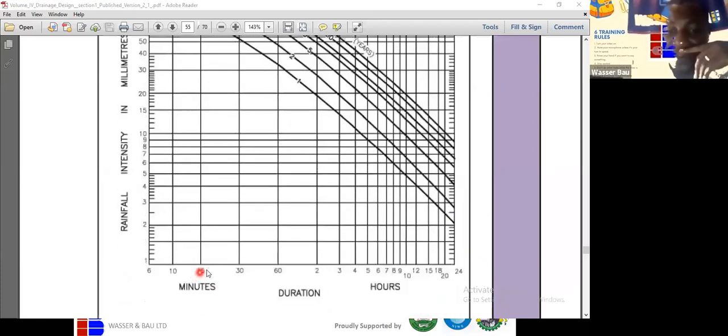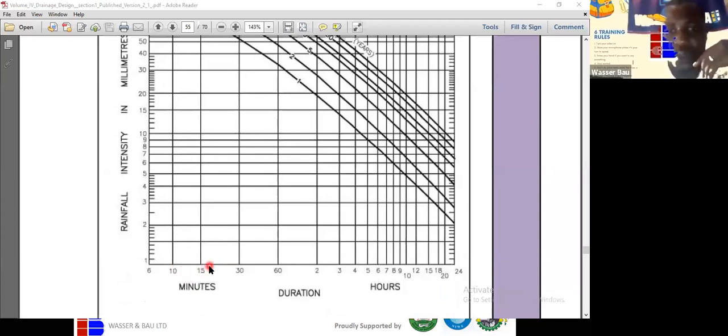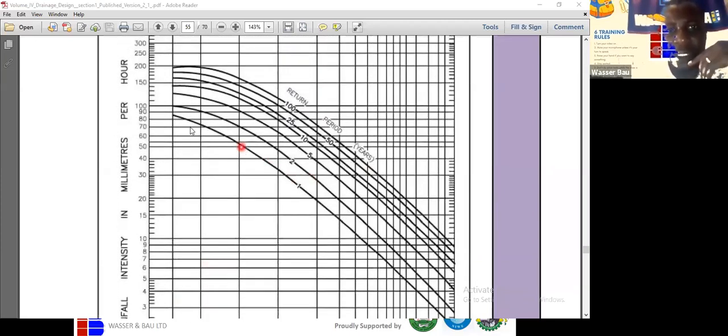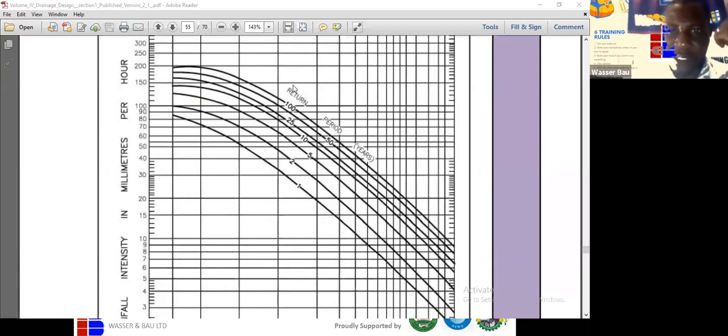The duration is 10 or 15 minutes. It cannot be more than that. Between these two, that's the value you choose. Then you read it against whether it's 2 years, 5 years, and so on and so forth. Okay, if I'm not getting any feedback, that means I'm free to continue. So let me quickly continue.